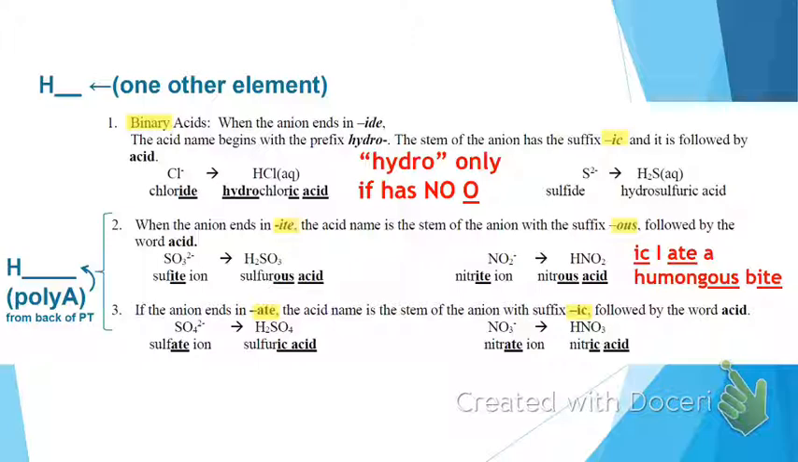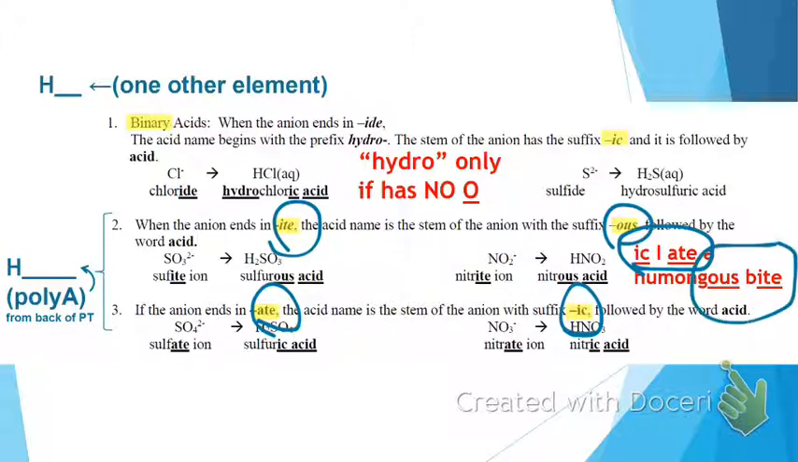Doesn't make any sense, I know. A lot of the things that I remember from high school don't make sense, but they stuck in my mind, and I hope they stick in yours. But the ic version of our acids is going to come from the ate version of our polyatomic, and then the us version goes with the ite. So us and ite are together there.